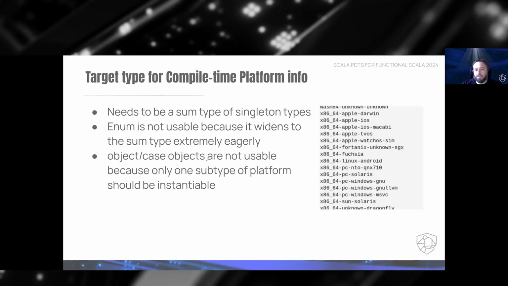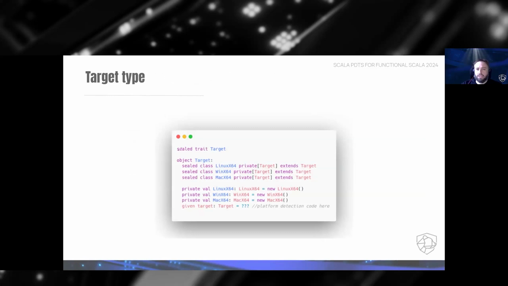Finally, we need to not use something like objects or case objects, because we want to control how people can access the instances of the singletons, as opposed to controlling the type itself. So in order to do that, we define Target like this. It's a sealed trait, of course. Inside of its companion object, we define sealed classes, which represent the types of the singleton types, Linux x64, Win x64, and Mac x64, and we can add more later on when we support more platforms. And then finally, we have private values that encapsulate the instances of the singleton types.